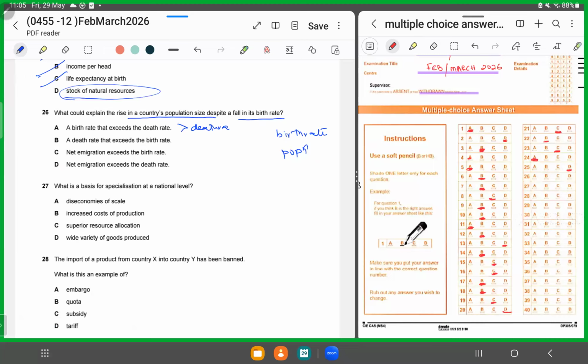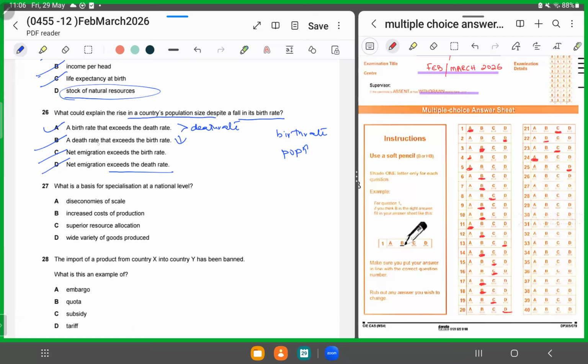That's correct. B says a death rate that exceeds the birth rate. So if the death rate is more than the birth rate, the population would fall and not rise. So it cannot be B. Net immigration exceeds the birth rate. So if people are leaving more, again the population would fall. Net immigration exceeds the death rate, again that's incorrect. So it's not B, it's not C, it's not D. It has to be A.